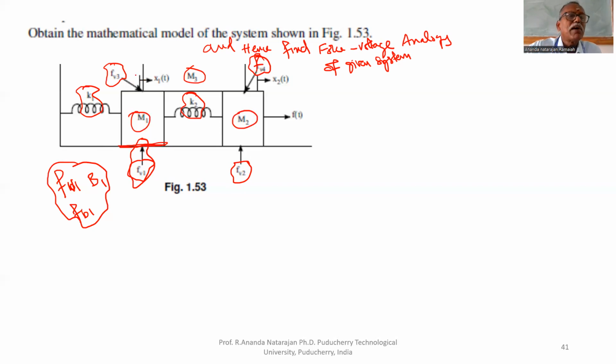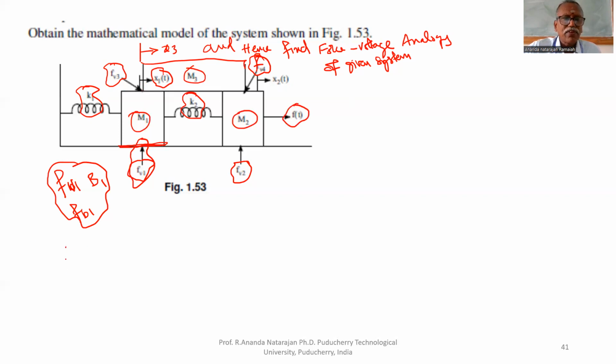The displacement of mass 3 is x3. Displacement of mass M1 is x1. So what is the applied force? The applied force is on M2 only, f of t.